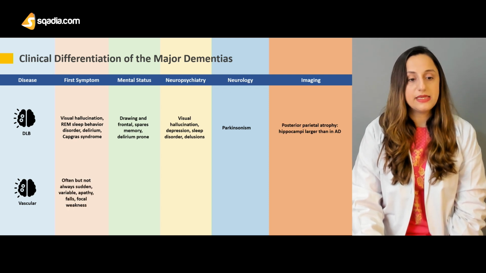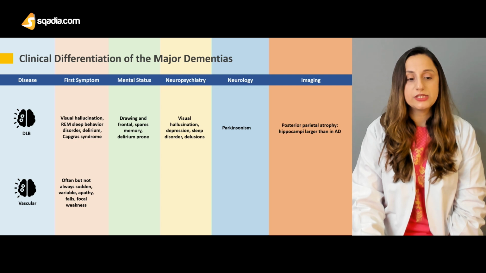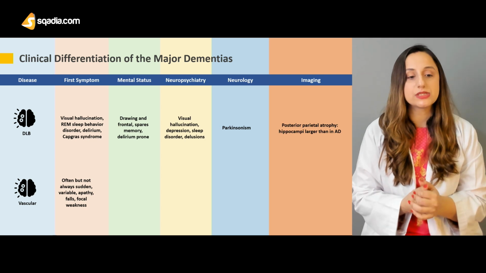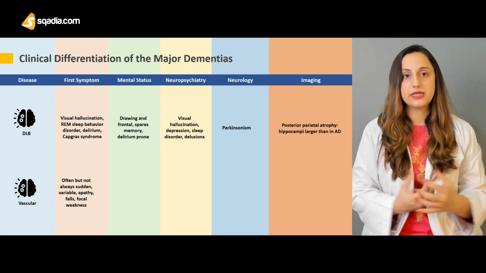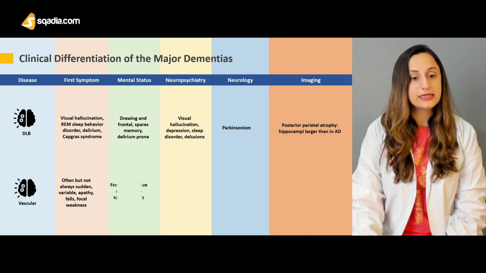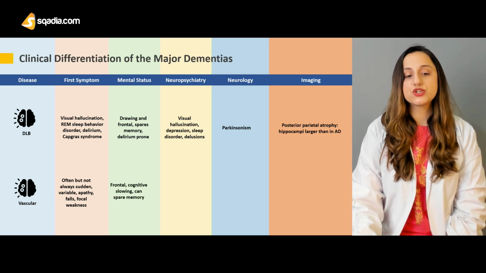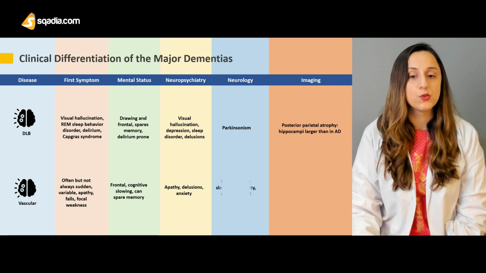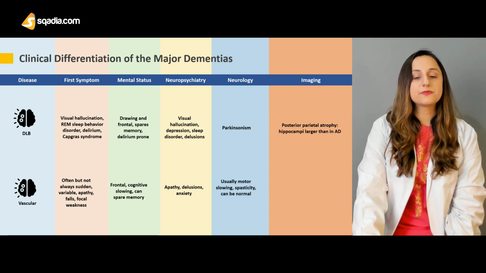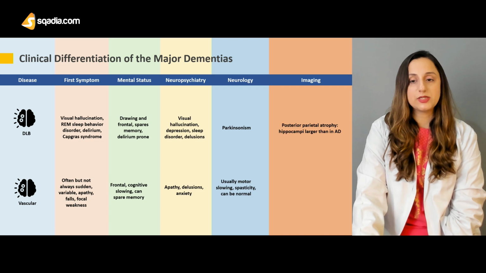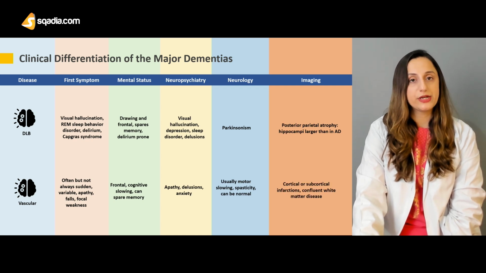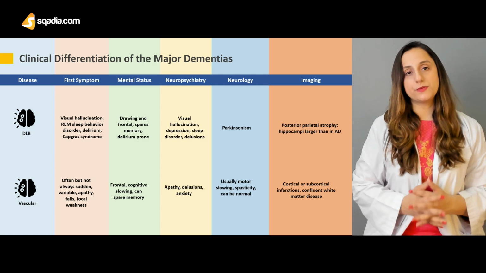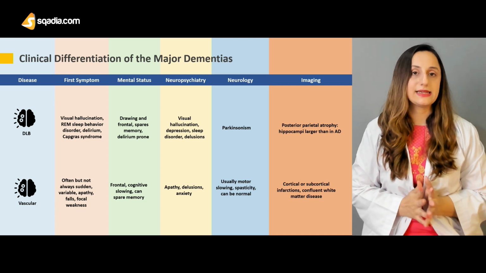Vascular accidents can be one of the causative factors, so vascular dementia often does not occur suddenly. The presentations are variable, with apathetic conditions. Falls are one of the histories that the patient would give. Focal weaknesses are seen. Mental status shows frontal cognitive slowing, and they can spare the memory. Apathy, delusion, and anxiety are noted. Usually, motor slowing and spasticity can also be seen in these patients. Imaging would show cortical or subcortical infarctions. Confluent white matter disease can usually be observed on imaging.